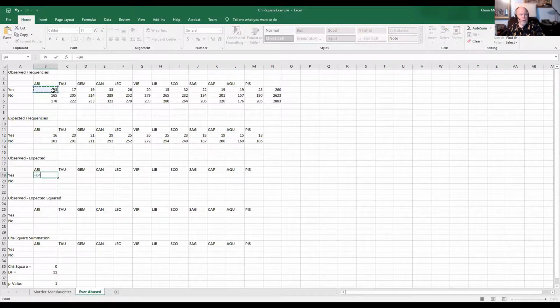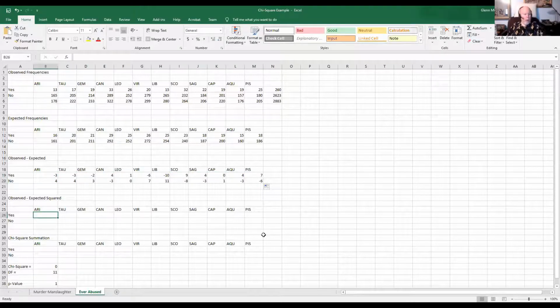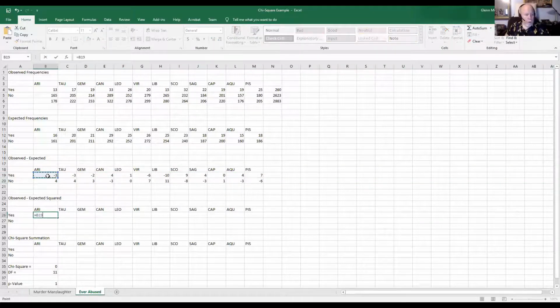We take the observed, 13, and we subtract the expected. And I'm just simply going to drag across the formulas. Now we square what we just did here. So we take these rows, and all I'm going to do is simply square them. This will equal this times this. Just multiply it by itself.